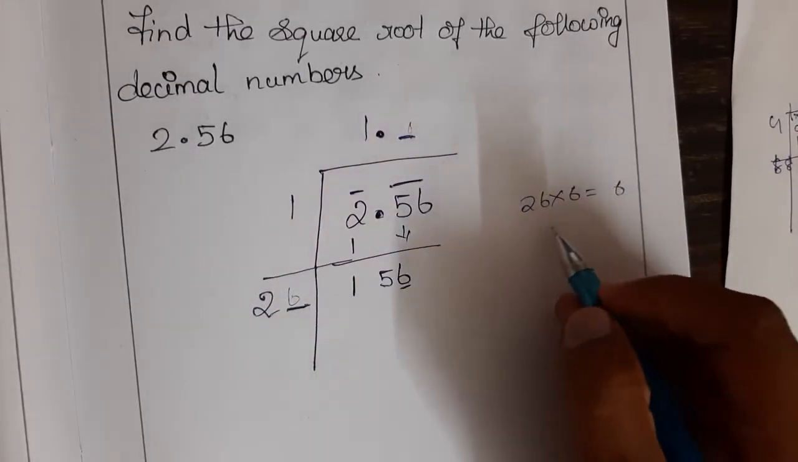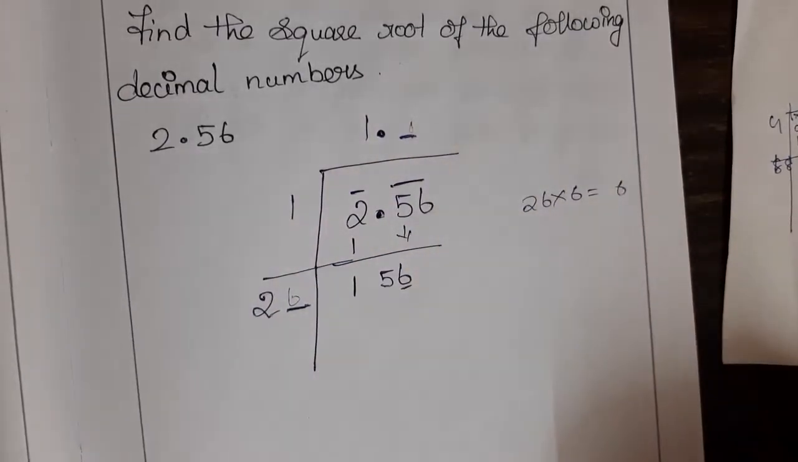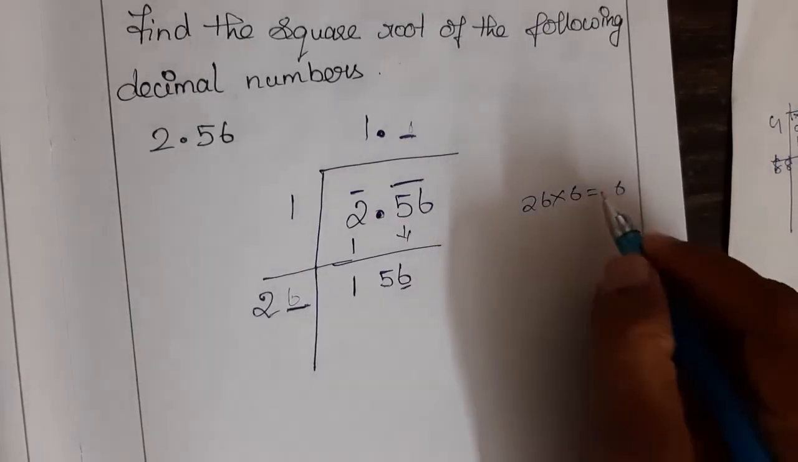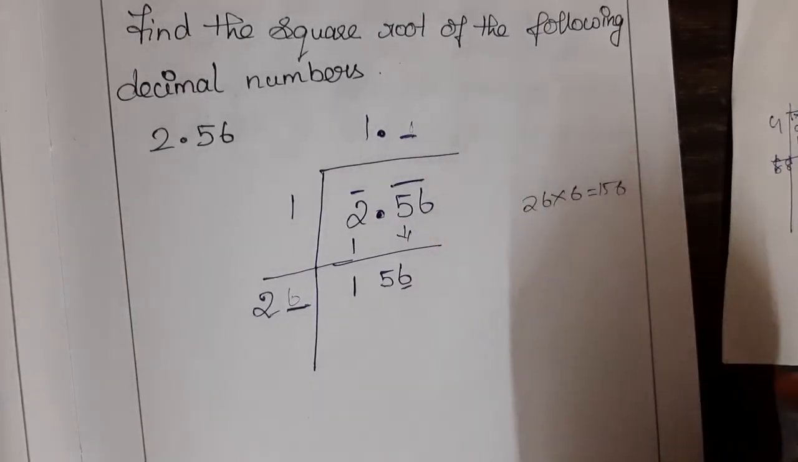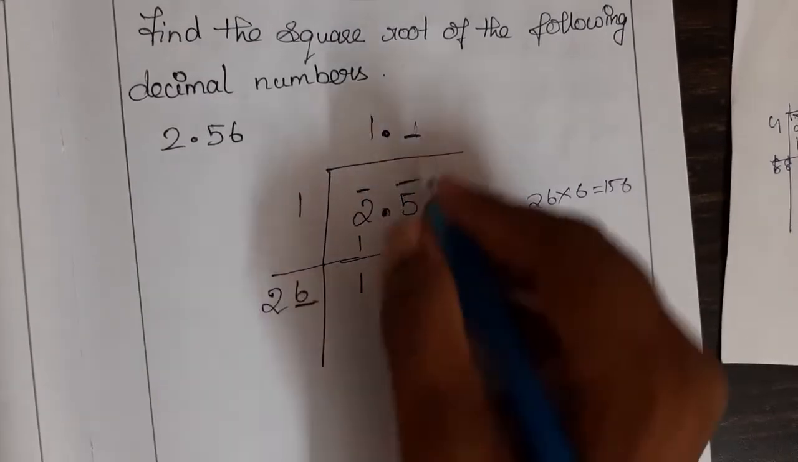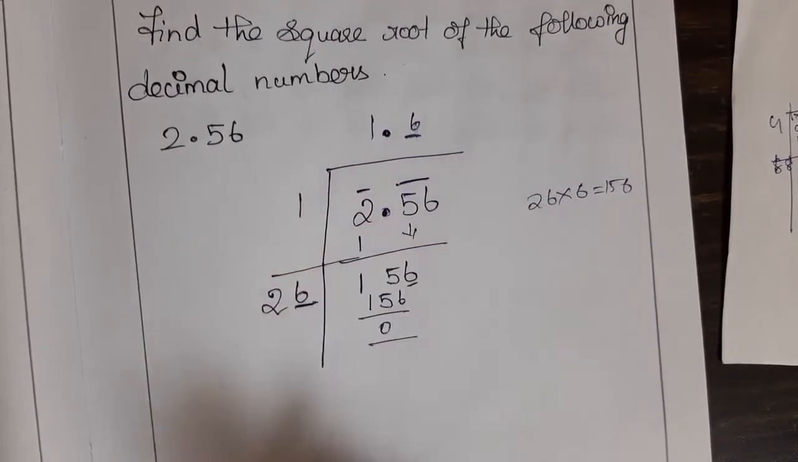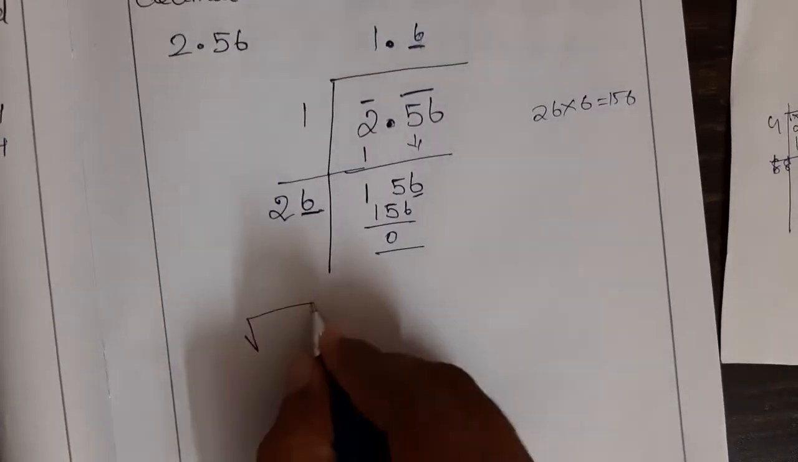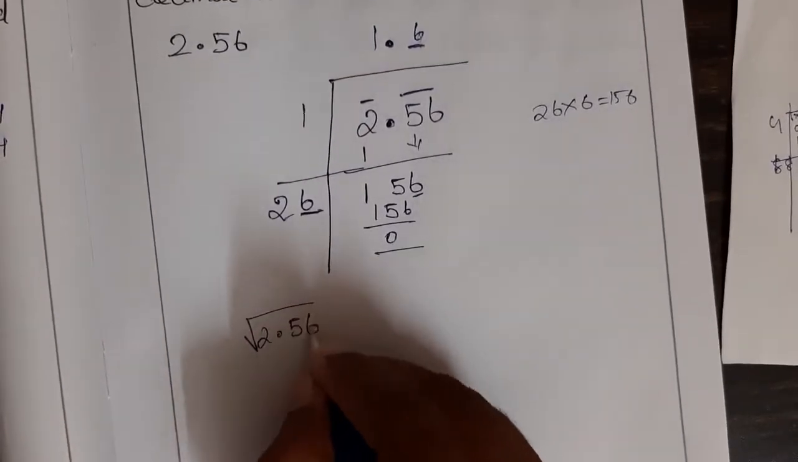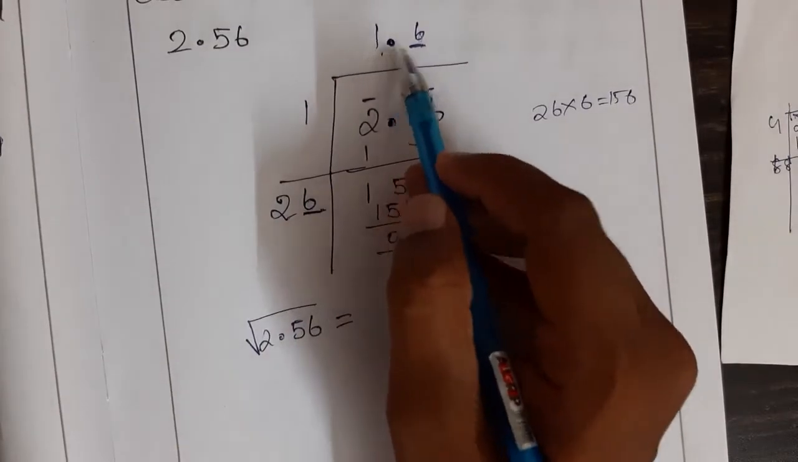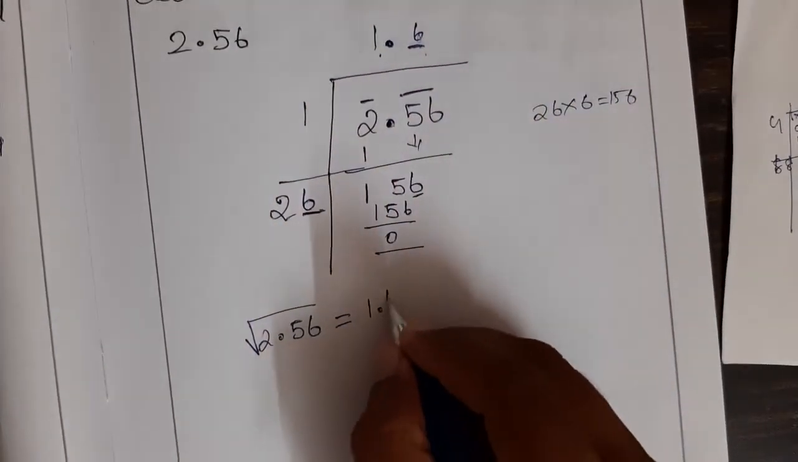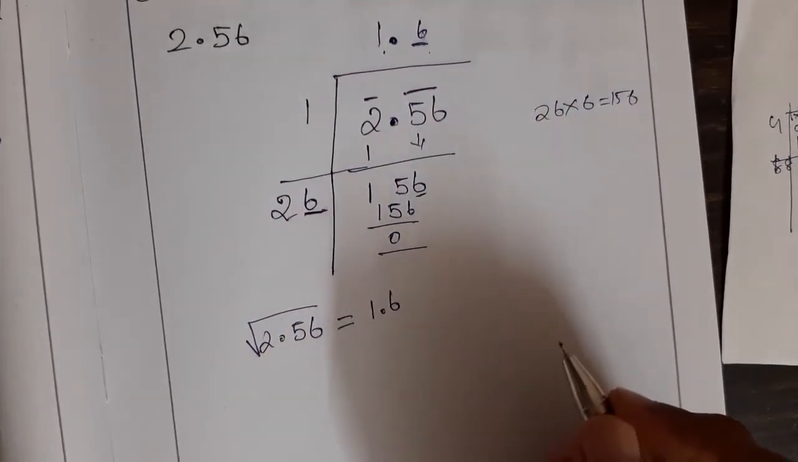So 26 into 6 is 156, and the remainder is 0. Therefore, the square root of 2.56 is 1.6. Clear, students?